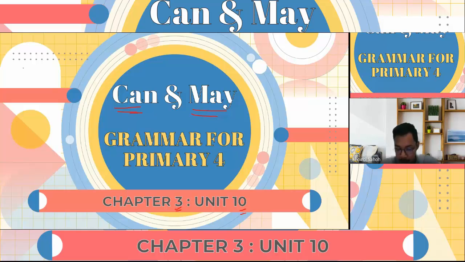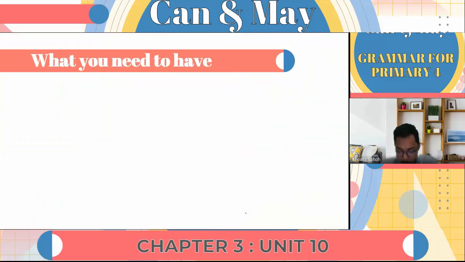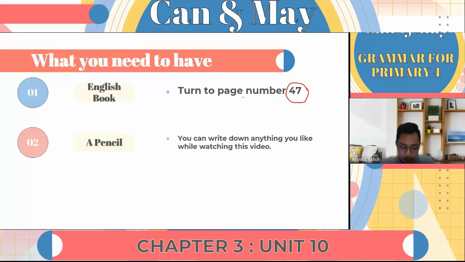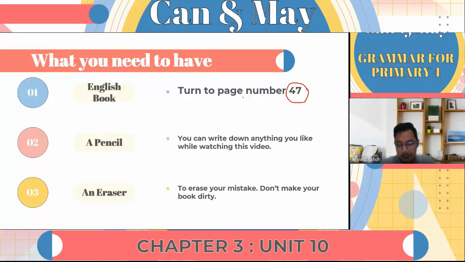So what I want you to have while you're studying with me: first, I need you to have your English book, this book. Turn your book to page number 47. Please have a pencil or an eraser so you can write down anything and erase your mistake if you got one. Do not make your book dirty.